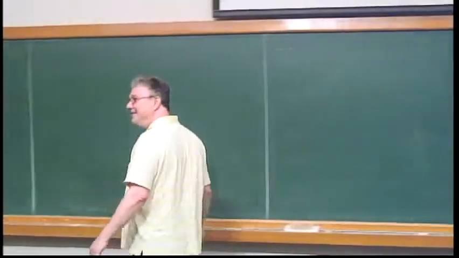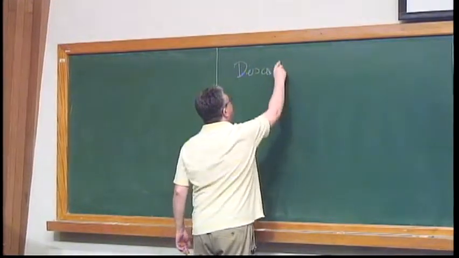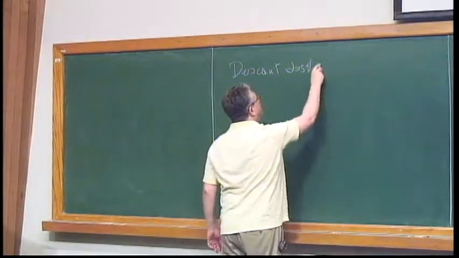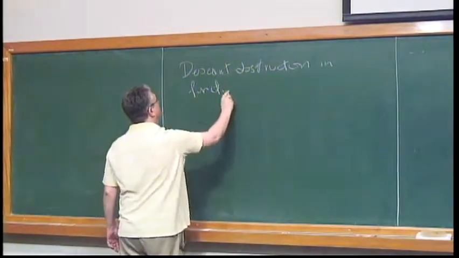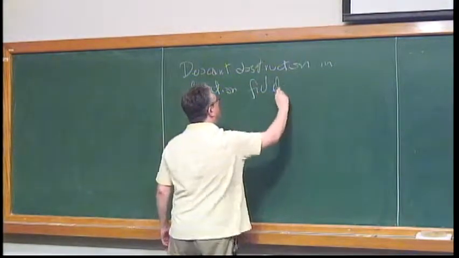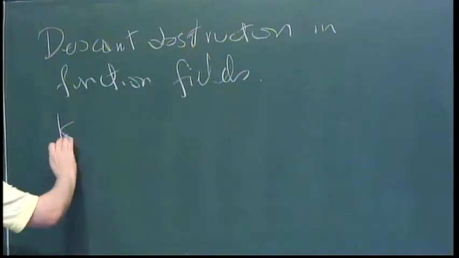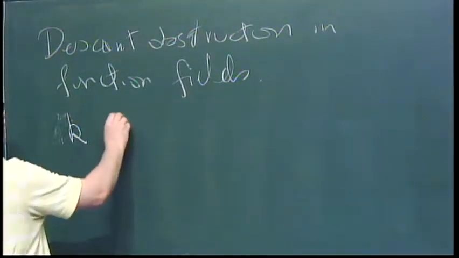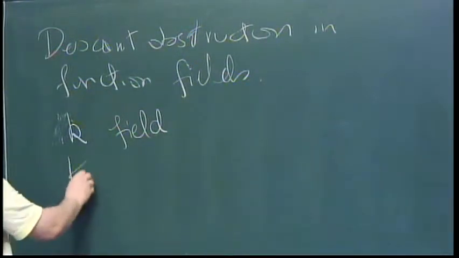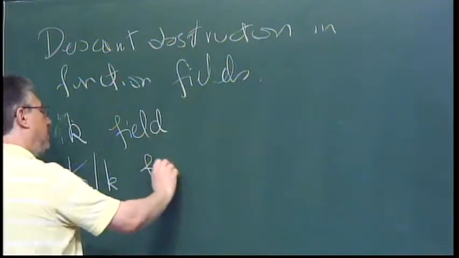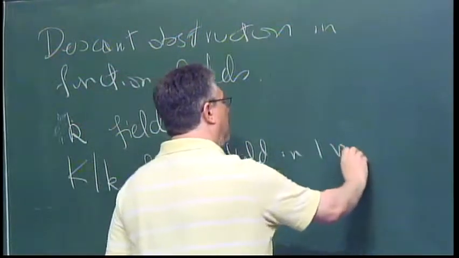Okay. So we're going to talk about descent obstructions and function fields. Let's set up the notation. Little k is going to be a field. Later on I'll be more specific. And capital K over little k is a function field in one variable.